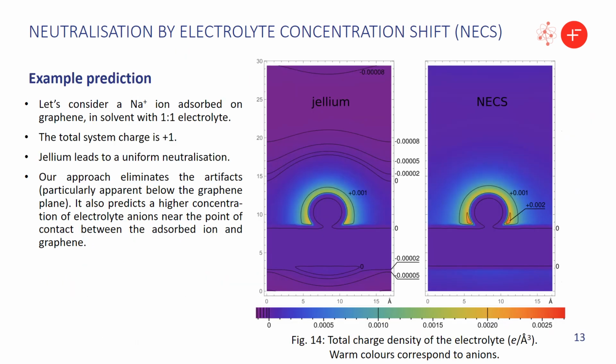In the last plot, I am showing you an example prediction of our model compared against jellium. The system is a cation adsorbed on a graphene surface. We are showing the charge density of the electrolyte. You can see that with jellium you get artifacts, particularly at the bottom and top of the picture. With our neutralization by electrolyte concentration shift, we remove these artifacts and we also predict a larger concentration of oppositely charged ions close to the point of contact between the cation and the graphene.